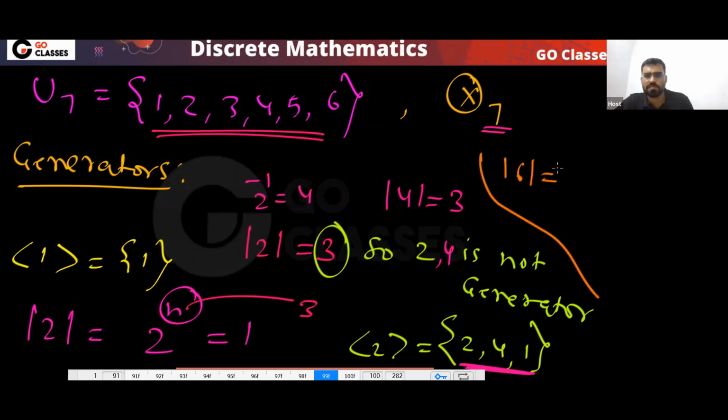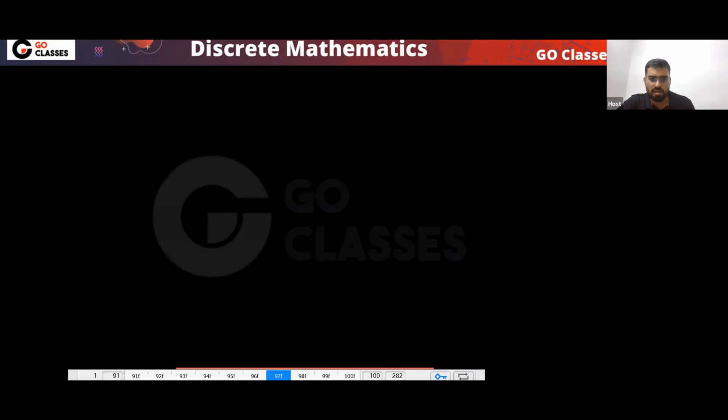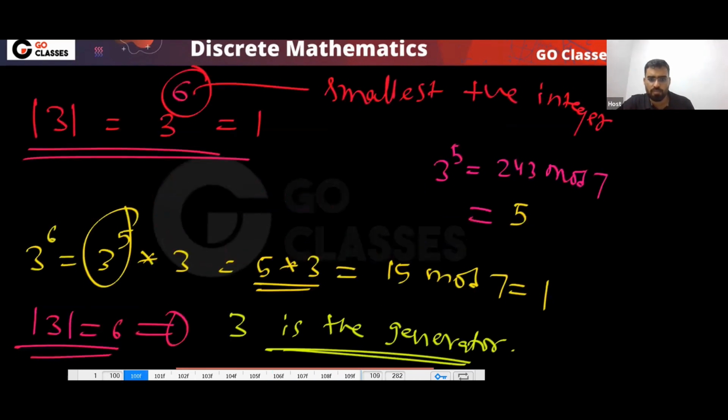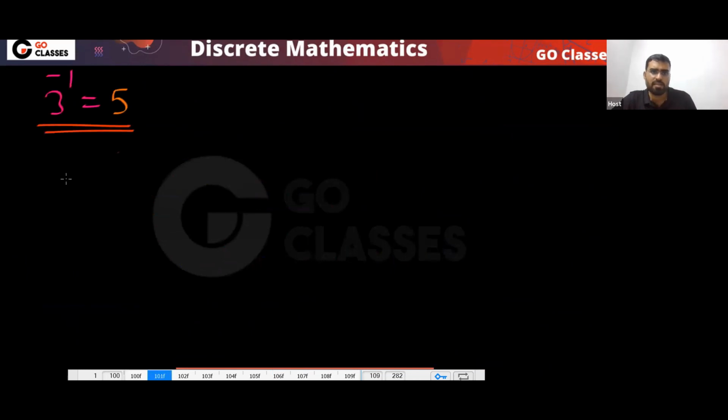What will be the order of 6? I think that will be 2, right? Because you can notice 6 power 2. What is 6 power 2? That will be 36 mod 7, so that will be 1. So I can say the order of 6 will be 2. So finally, I can say that 5 and 3 are the generators.